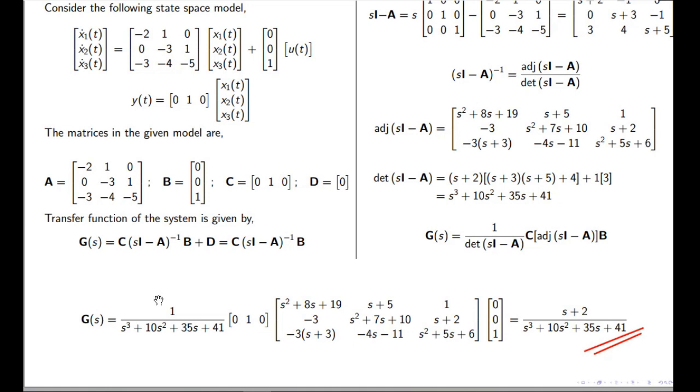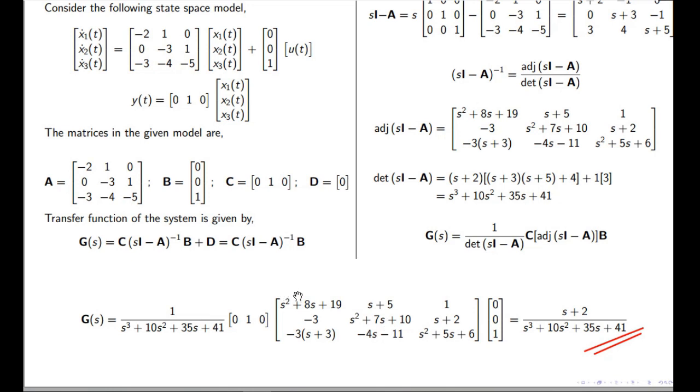See, what is the size of this matrix? This is 1 cross 3, 3 cross 3, and 3 cross 1. So the resultant matrix is going to have a size of 1 cross 1, and that matrix will be S plus 2. You may wonder, this is a very big matrix multiplication. It is very simple.